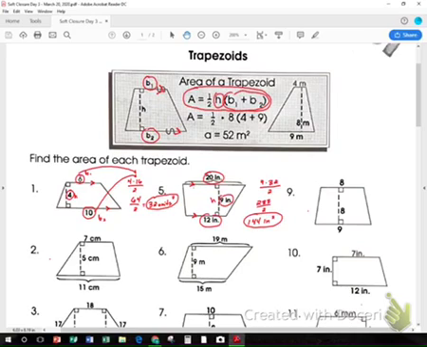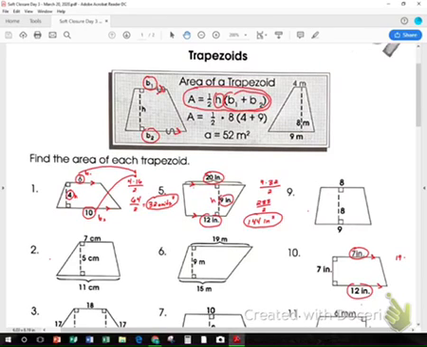Cool? All right, let's find one that looks difficult. They all look easy, man. Well, let's do number 10. Number 10, because it looks a little bit different, yeah? First thing, the bases, parallel lines. So 7 plus 12. 7 plus 12 is 19.